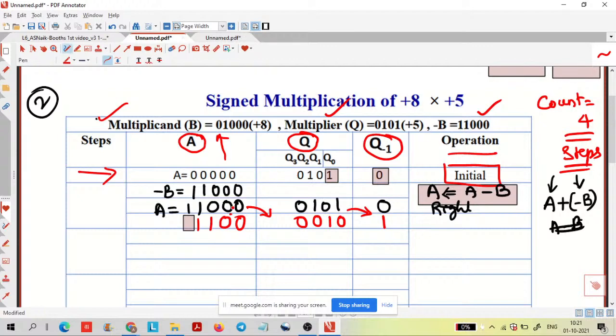See what I did here: I right shifted the content of A, the content of Q, the content of Q minus 1. I shifted 1 bit position to the right. So this 0 came here, and the leftmost bit is empty, to maintain the sign of the number.